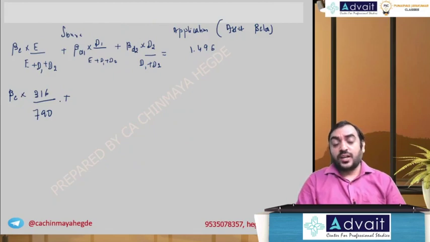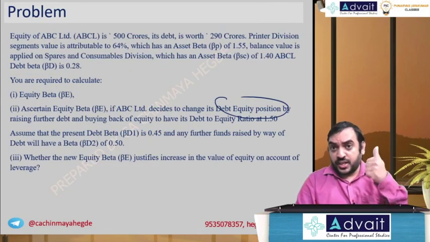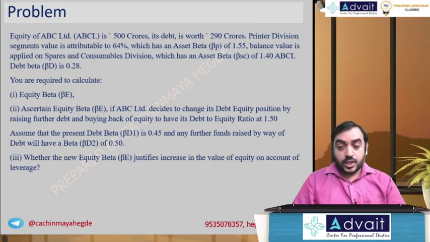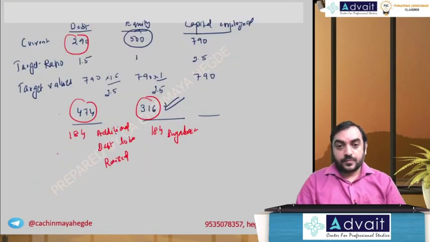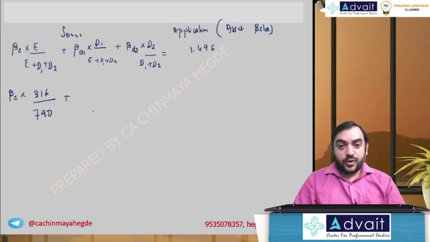Then beta of debt 1. What is debt 1? The second part of information has different numbers, mind it. We have got values as 0.45 and 0.5. Beta values are 0.45 and 0.5.